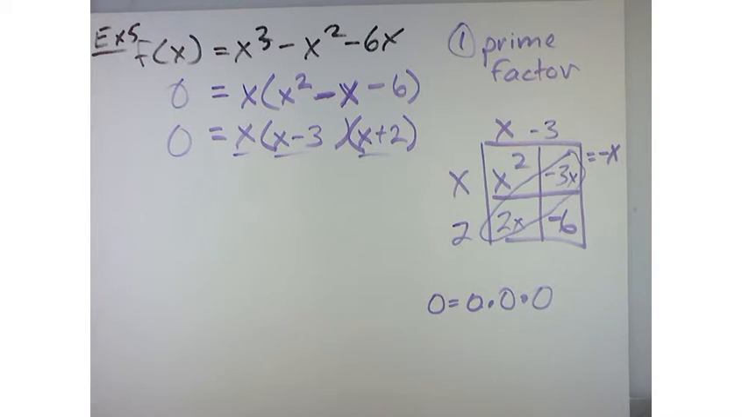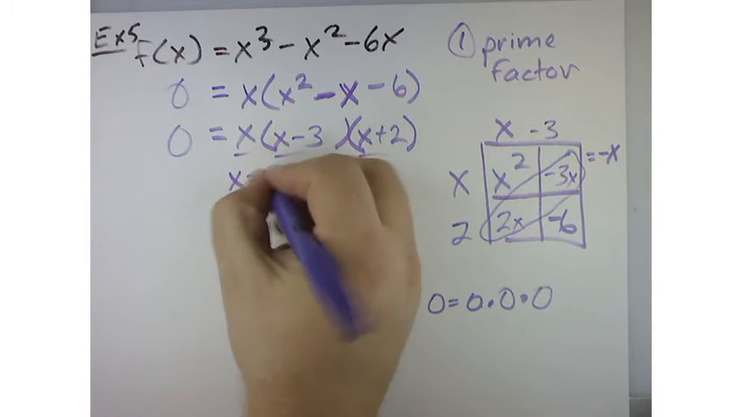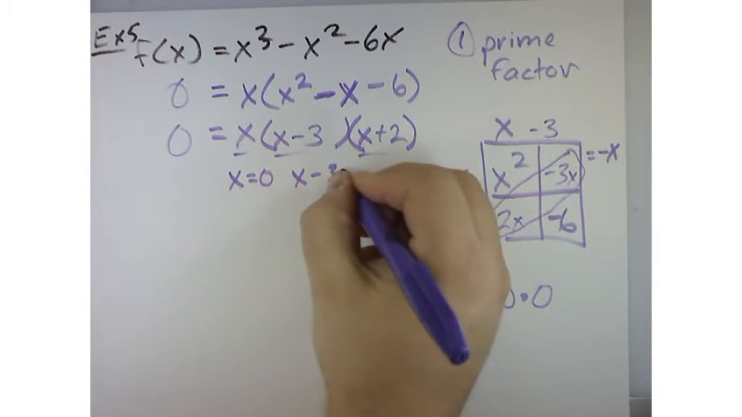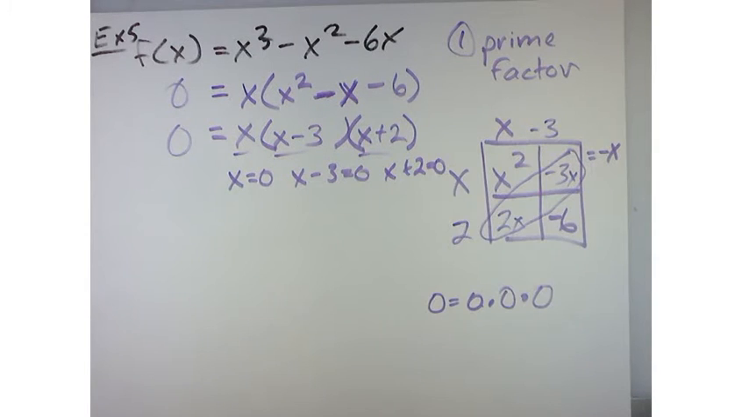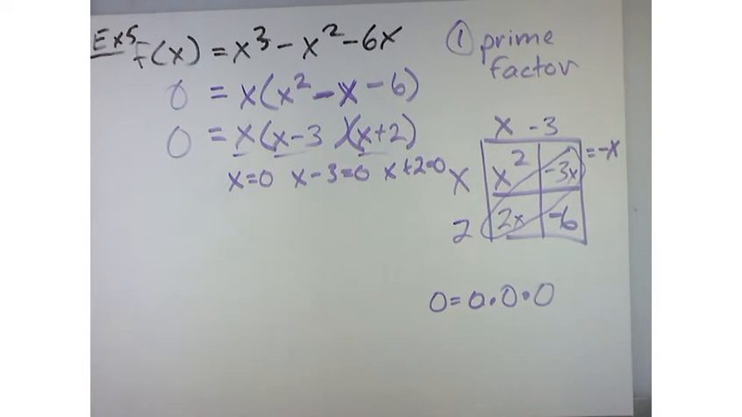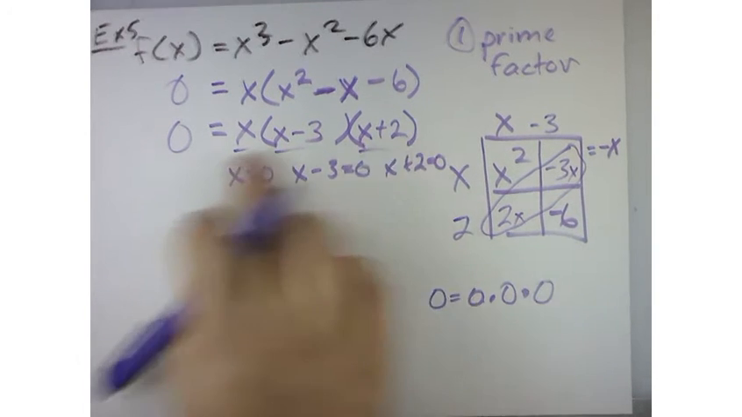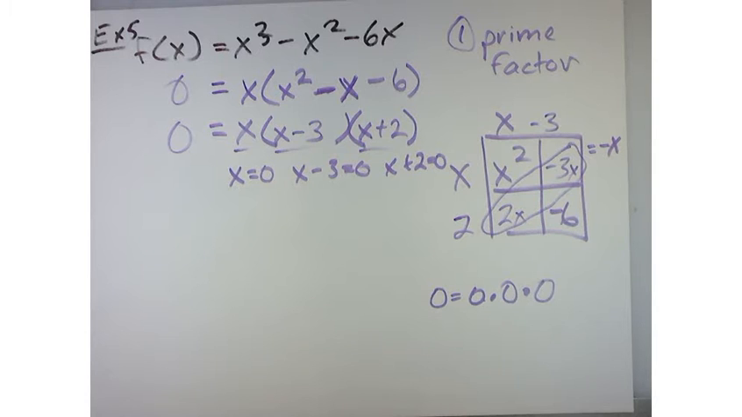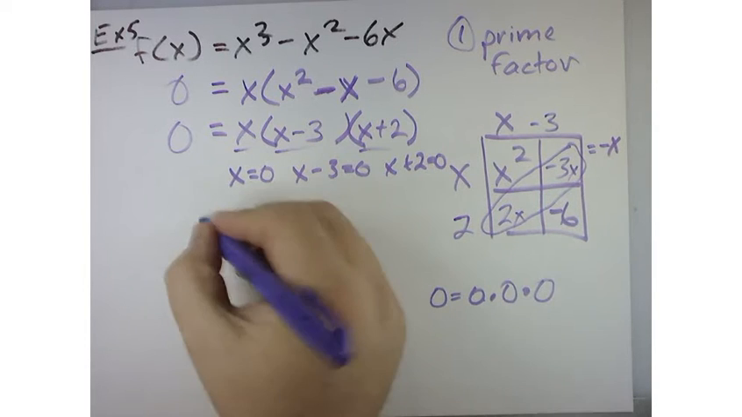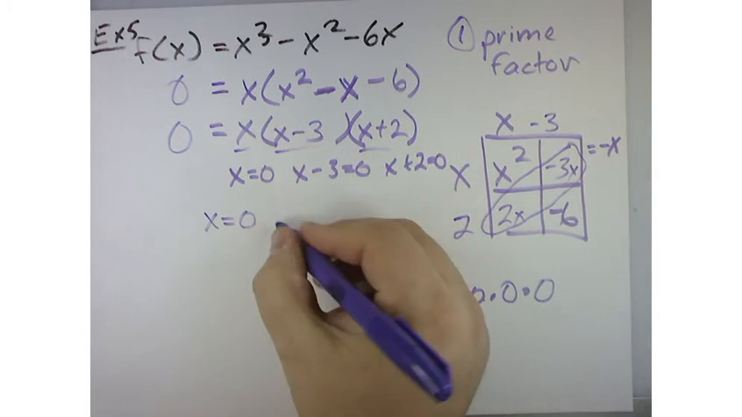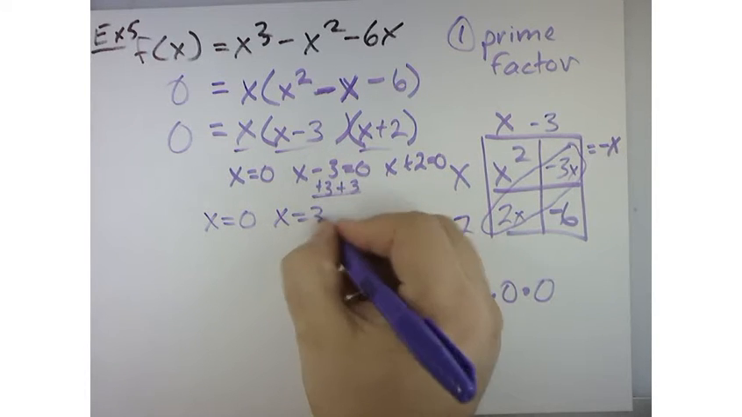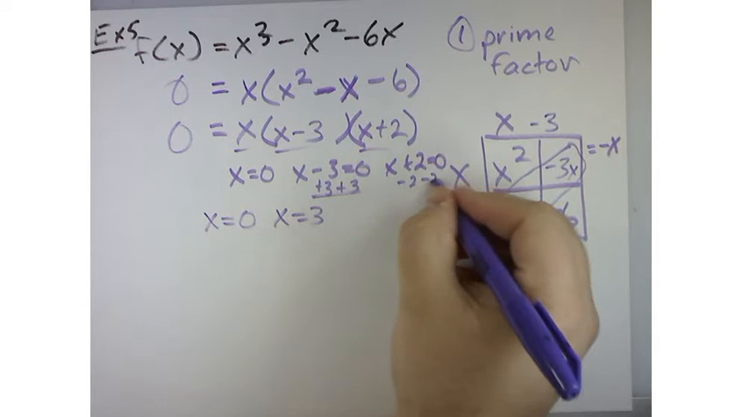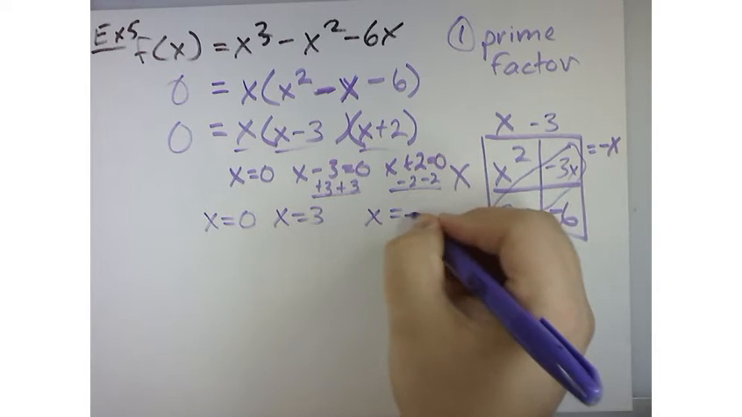So that means that x could be equal to 0, or x minus 3 could be equal to 0, or x plus 2 has to be equal to 0 in order to make these 3 factors multiply and give a product of 0. So then I have one solution, x equals 0, and then if I add 3 to both sides on this one, I get x equals 3, and if I subtract 2 on both sides of this one, I get x equals negative 2.